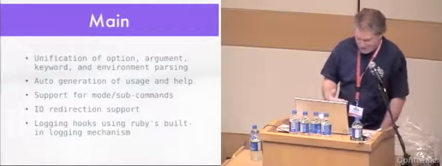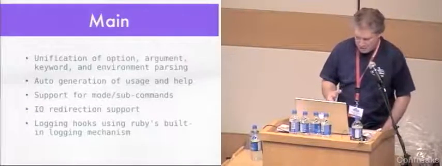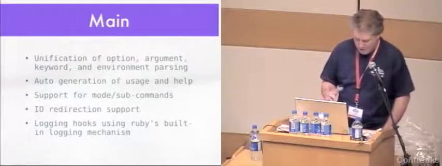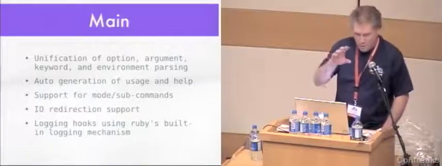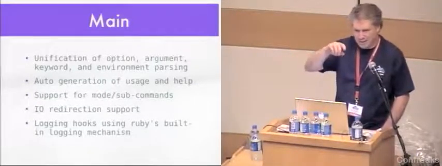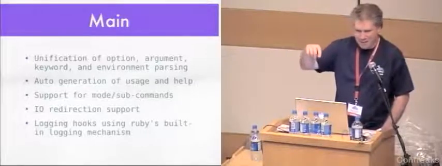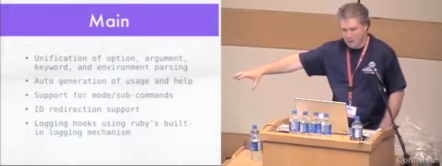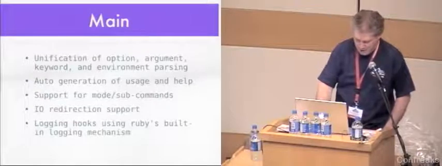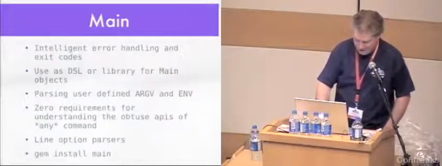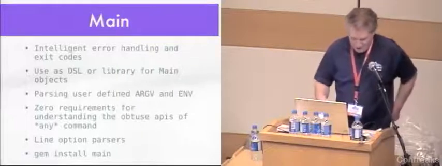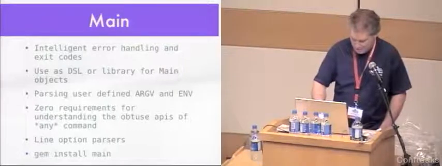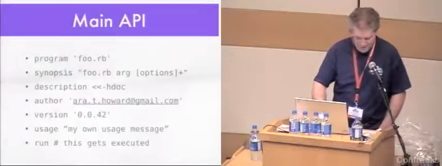Some of the advantages of main is it has this unification of options, arguments, keywords, and environment. It generates usage and help and validation. The modes can be multiple levels deep, so you can say install my thing right now, and you could go into your whole block inside block inside block till you got to the thing you actually wanted to do. It has IO redirection, logging, error handling and exit codes, and you can use your own DSL. There's no namespace collisions of anything, and it parses argv and all that stuff.